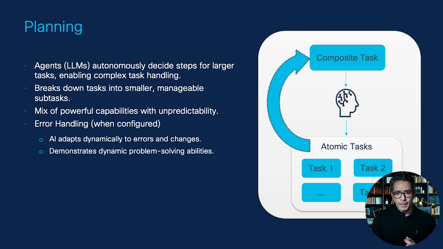Another issue is error handling. When configured, in case of a basic search and answer type of task, if a particular website is down, the agent can pivot to use a Wikipedia search tool instead, completing the task successfully. So it gives you the option to try alternatives in case the happy path doesn't work.